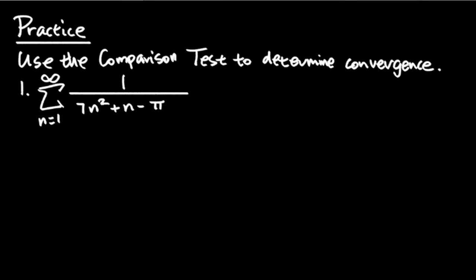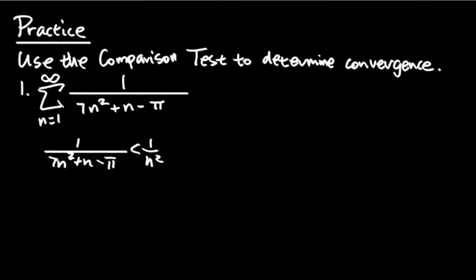So 1 over 7n squared plus n minus pi. I'm guessing this is probably going to converge. So let's get something that is greater than this and compare to it. Okay, so since we have n squared as a leading term, if we have 1 over this huge thing, then 1 over just n squared must be a lot bigger than it.